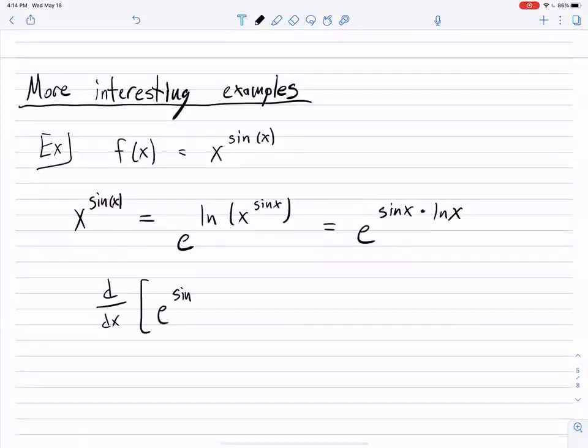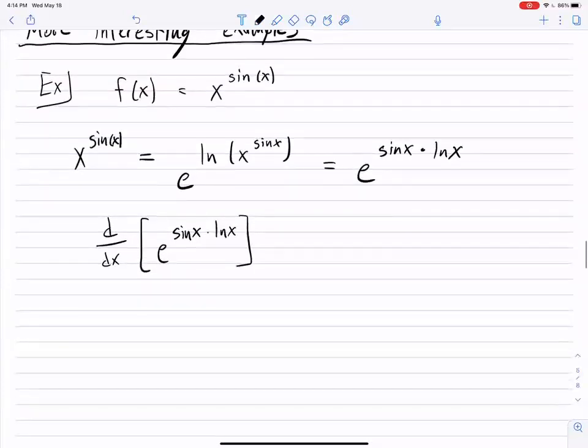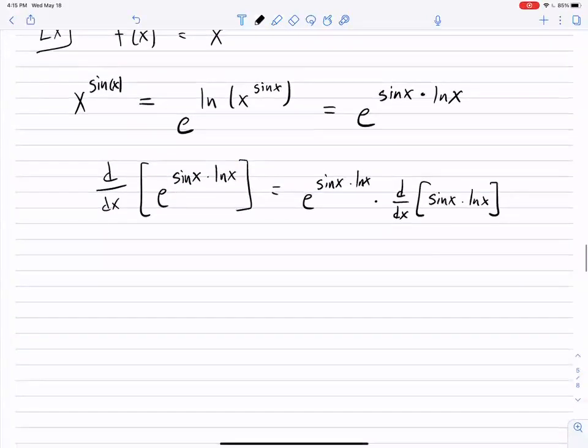e to the sine x times natural log of x. But that's not too bad, because this inside function is just a product rule. And so the derivative is e to the sine x times ln of x, right? Because the derivative of e is just e. And then times d dx of the inside, sine of x times ln of x. But to do that, that is just the product rule.